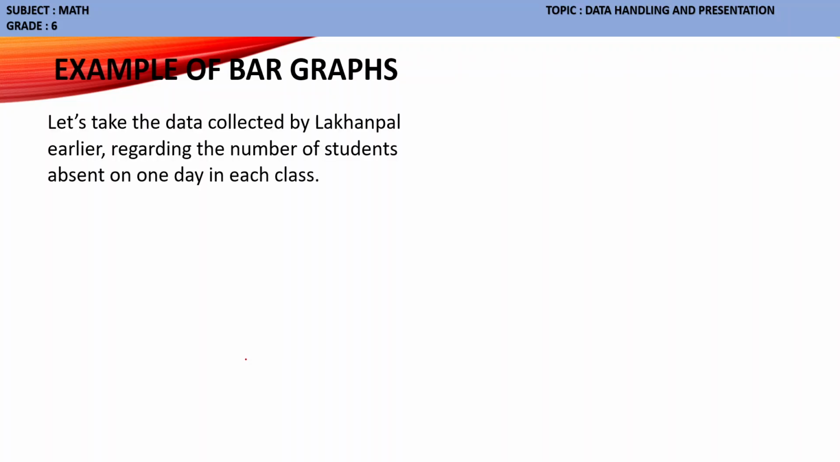Example of bar graphs. Let's take the data collected earlier regarding the number of students absent on one day in each class. Class 1, number of students absent: 3. Class 2, 5. Class 3, 4. Class 4, 2 members. Class 5, 0. Class 6, 1. Class 7, 5 members. Class 8, 7 members.